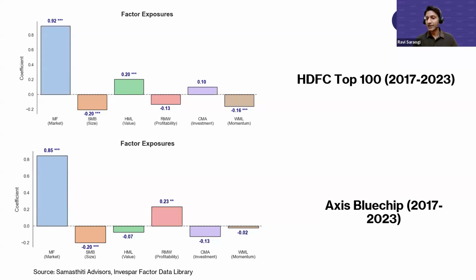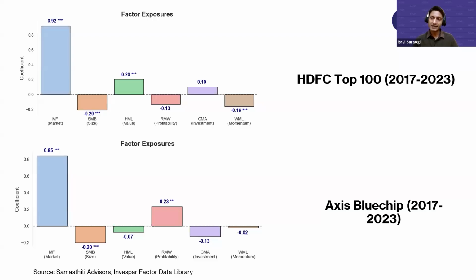Both funds also have negative SMB loadings, absolutely expected. Both of these are large cap funds, so the size factor is coming negative in both, and that too very strongly, significantly. Axis Blue Chip shows a significant positive exposure to the profitability factor. HDFC Top 100 shows a significant negative momentum tilt, which is also statistically significant. And so the key takeaway here for us is you can really decode a fund's true investing style.